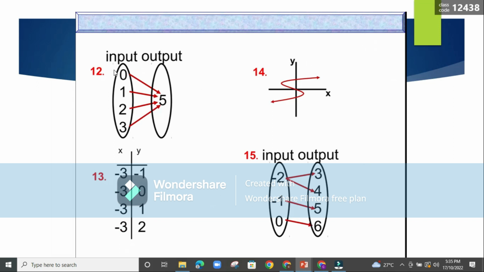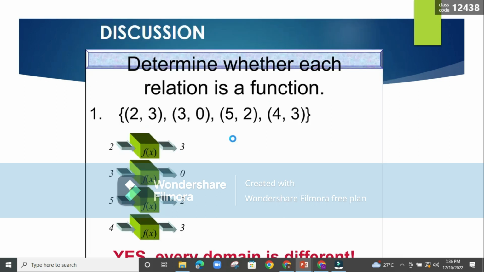Okay, and number 12, we have this mapping, the input and the output. Number 13, we have a table of values, the x and y. Number 14 is a graph. Number 15 is a mapping. So you have to write if it's a function or not a function. You have to copy, by the way, the problems or the given graphs or the given mapping or table of values.